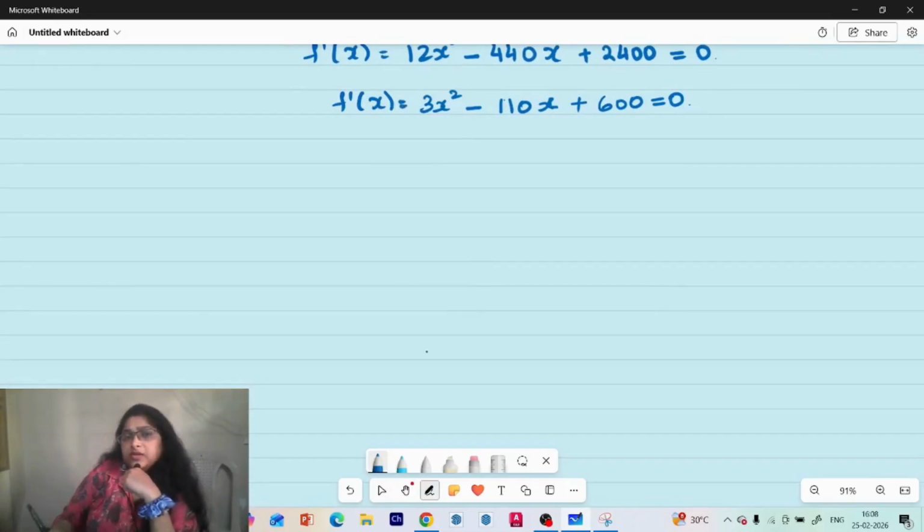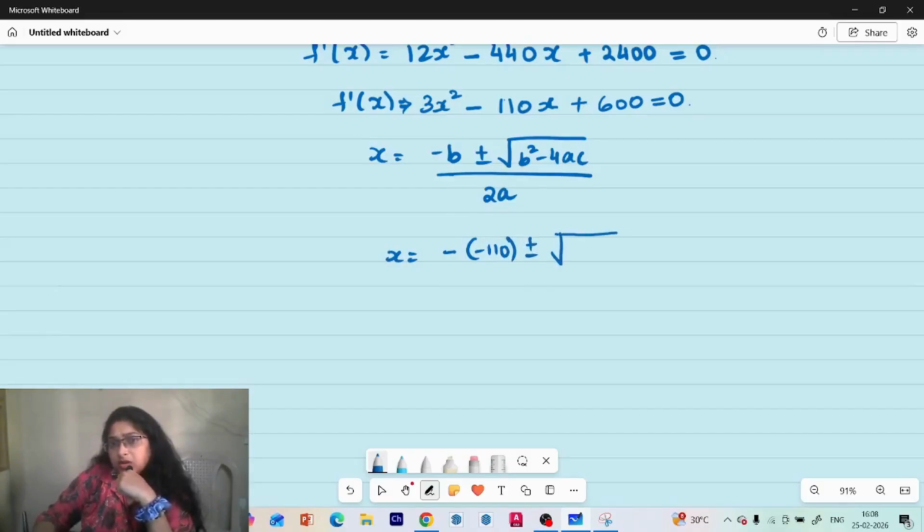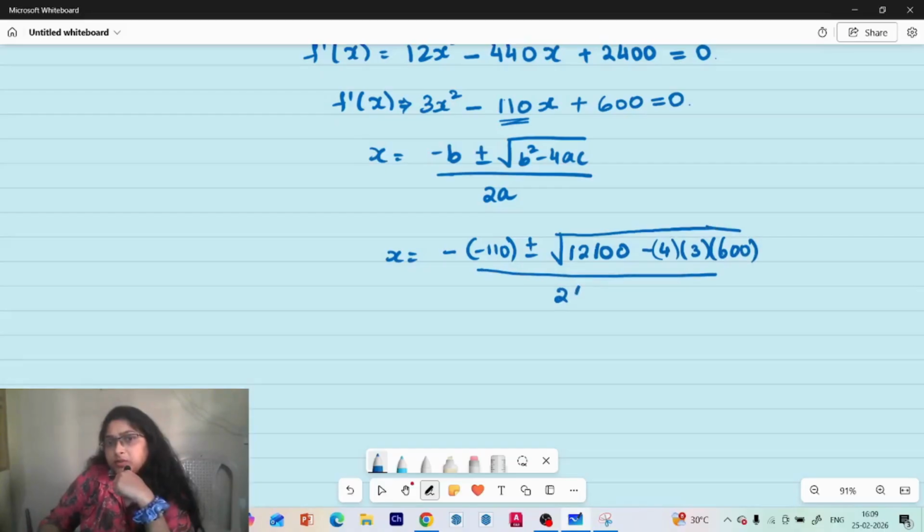I don't think we can easily split the middle term and factorize, so let us use the formula. What is the formula to find the roots? x is equal to minus b plus or minus under root b square minus 4ac, by 2a. So x is equal to minus of minus 110 plus or minus under root b square, which is 110 square, 12100, minus 4 into a into c, by 2a, so 2 into 3.